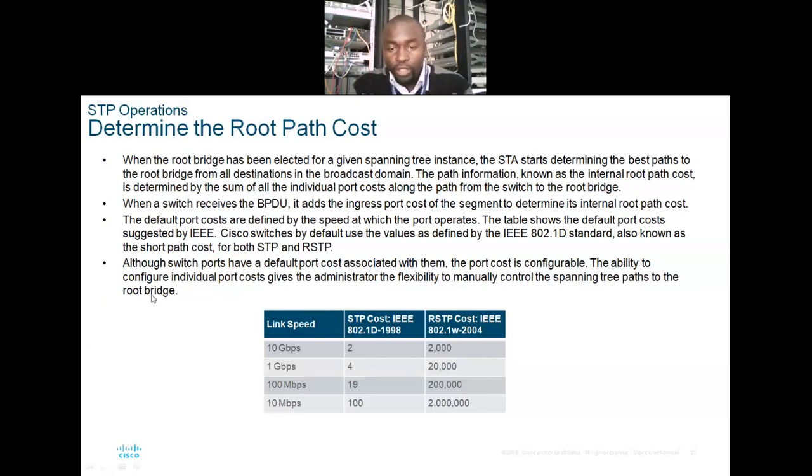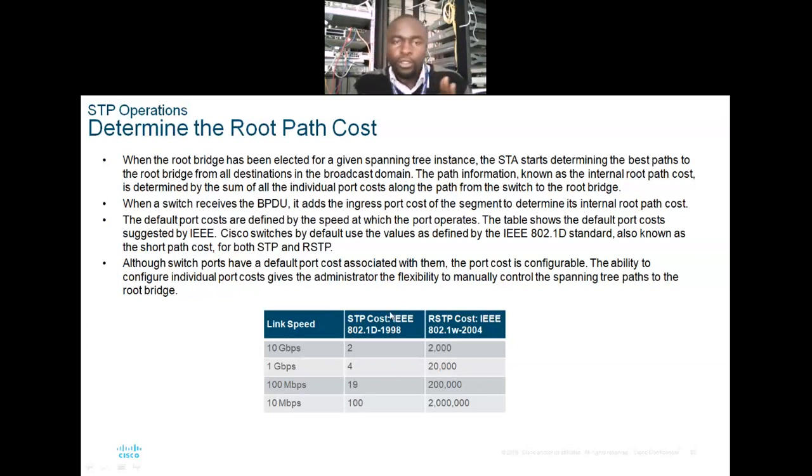The STP cost for 10 Mbps is 100, which means that it is the least preferred. The STP cost for Fast Ethernet is 19, which is more preferable than this. Why? Because it is a higher bandwidth. The cost for a 1 gig port is 4, and the cost for 10 gigabit ports is 2. So by default, this is the cost that is assigned to the ports.